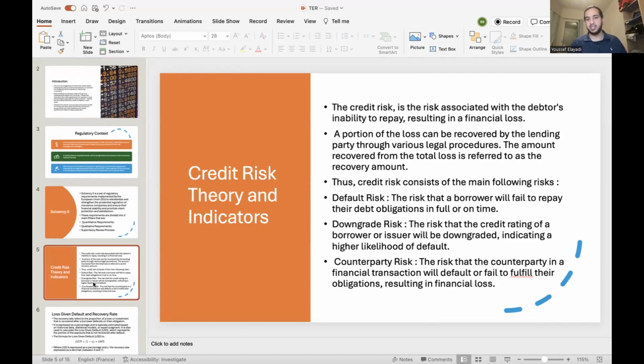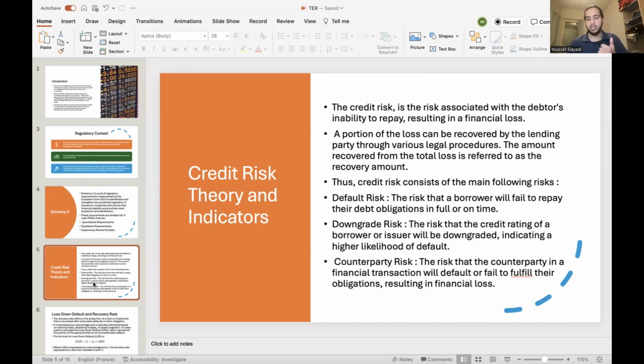Also, the credit risk theory. We define credit risk as the risk associated with the debtor's inability to pay, resulting in a financial loss. A portion of this loss can be recovered through legal procedures and actions, and by subscribing to insurance such as CDS insurance. The amount recovered from the total loss is referred to as the recovery amount. Thus, credit risk consists of the following main risks.